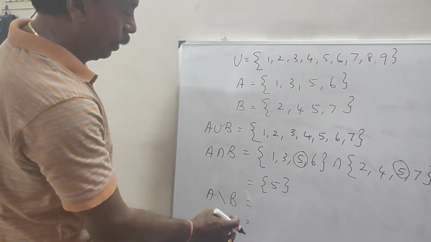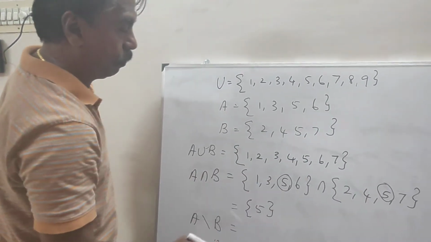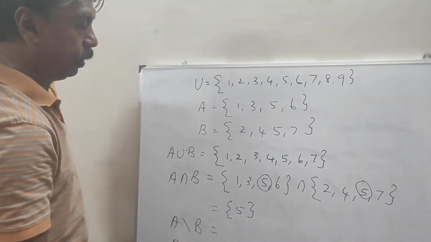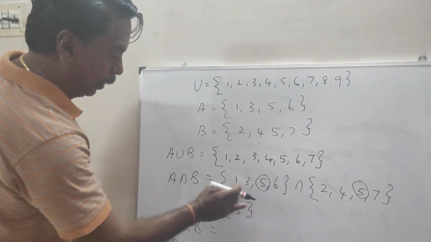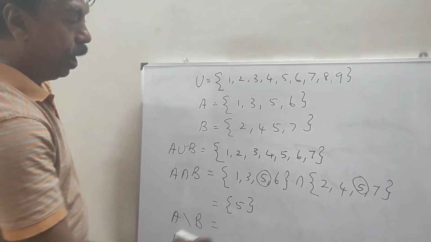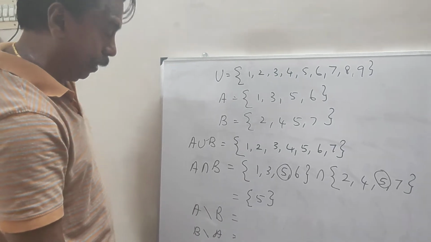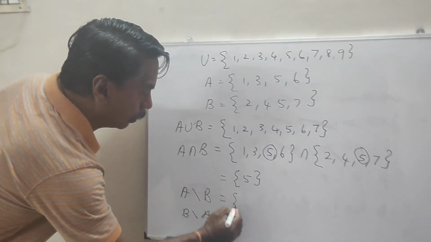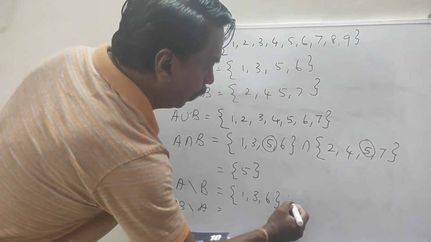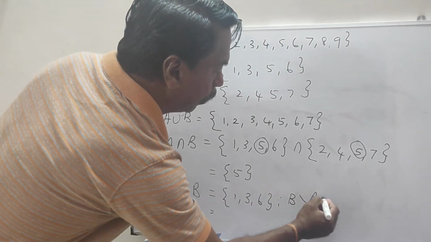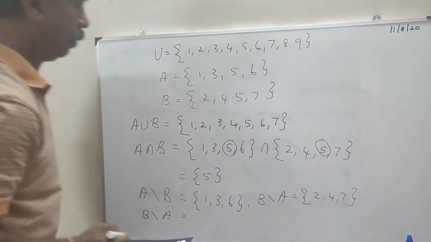A slash B, come back to here, 5 is rounded off. It is common to both A and B. Therefore, the elements other than 5 in A is A difference B, and the elements other than 5 in B is B difference A. So A difference B is 1, 3, 6 and B difference A is 2, 4, 7. See to that.